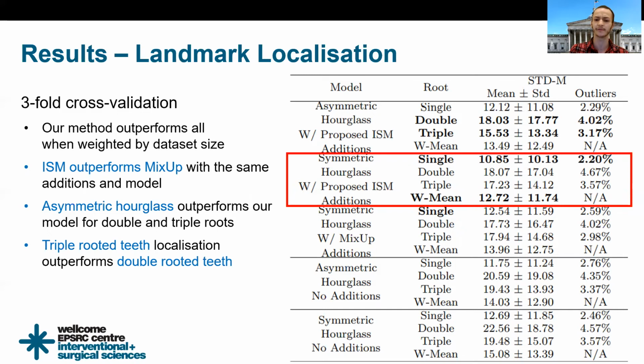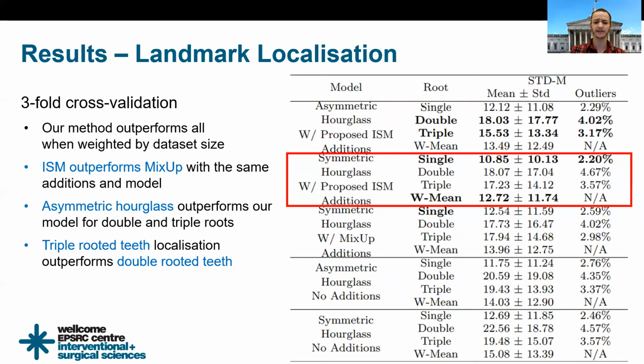You can see this is mainly because our network performs better on the single rooted teeth, whereas the asymmetric hourglass can perform better on the double and triple rooted teeth. And you can also see that ISM has been compared to MixUp for the symmetric hourglass, and it shows improvement upon MixUp with the same network and the same additions, although we would of course have to do this for more networks and for larger data set sizes to really robustly confirm this.